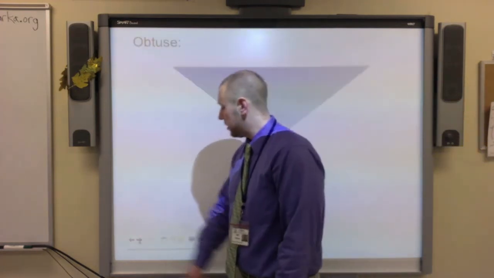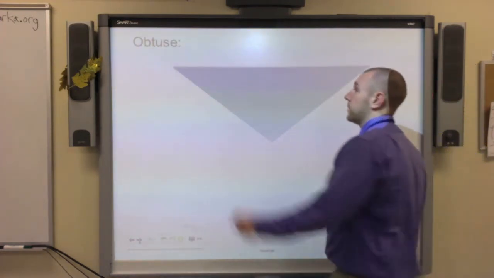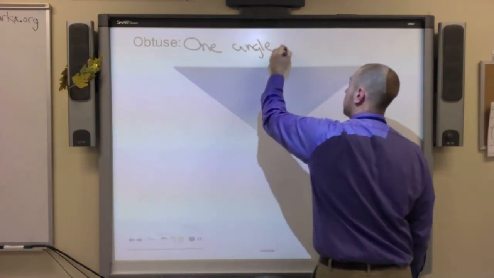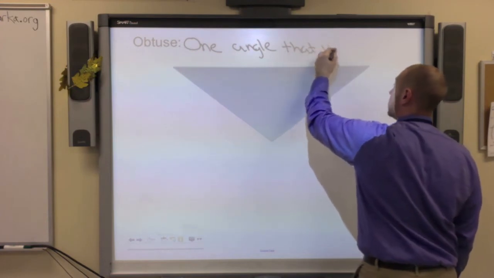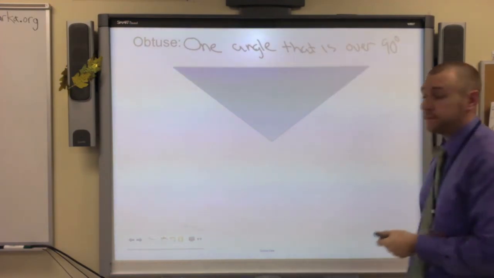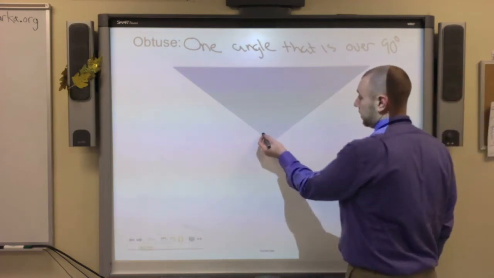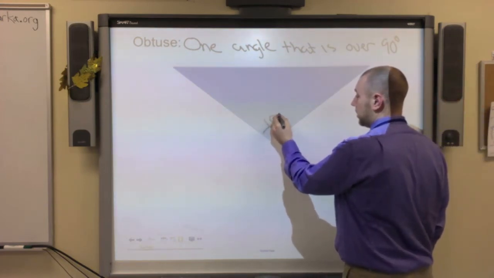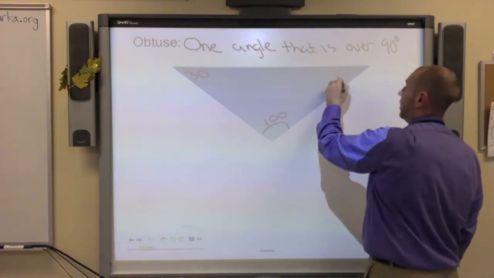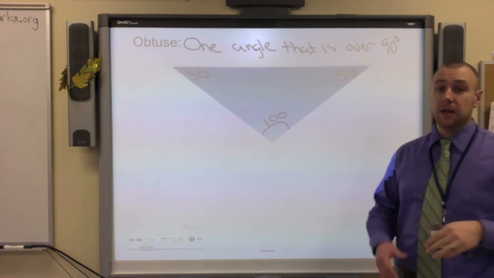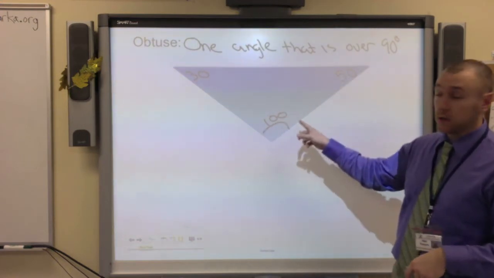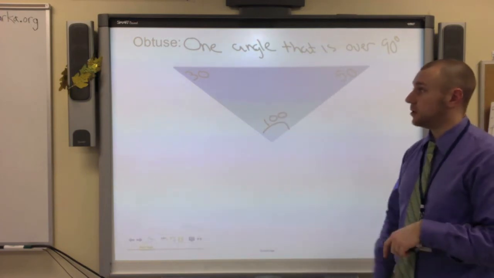And the last is an obtuse triangle. One angle that is over 90 degrees. So this angle right here could be 100 degrees. This one could be 30, and that one could be 50. And they could all be different numbers. 91 degrees, and then the other two would change also.